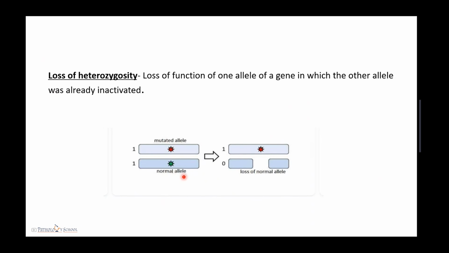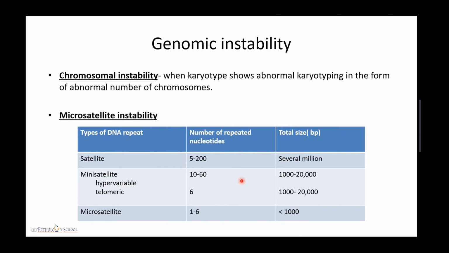Now, what is loss of heterozygosity? It is a loss of function of one allele of a gene in which the other allele was already inactivated. Here this is a normal allele, this is a mutated allele, and now there is a loss of function because of the gene which was already inactivated. Now, what is genomic instability? It can be chromosomal instability or microsatellite instability.